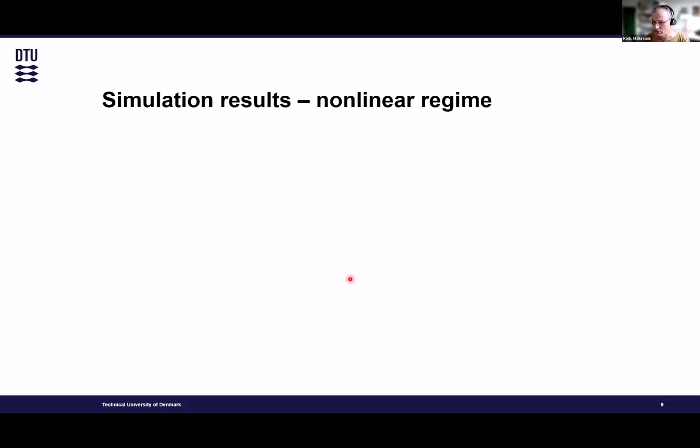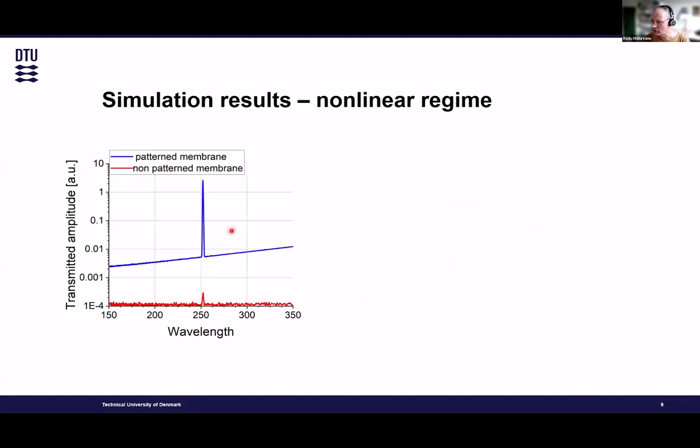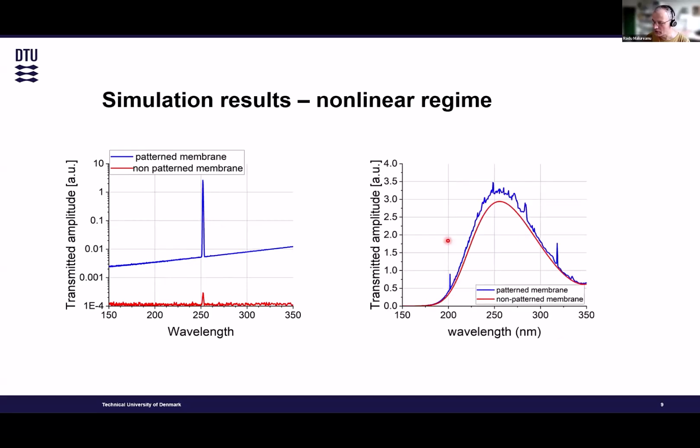So if we want to put them next to each other, this is the patterned membrane and the non-patterned in the case of a narrow bandwidth long pulse, and this is the same structure, but in this case we have a broad bandwidth pulse, so the effect of the structuring basically disappears in this case.